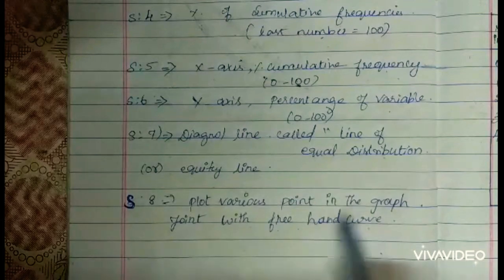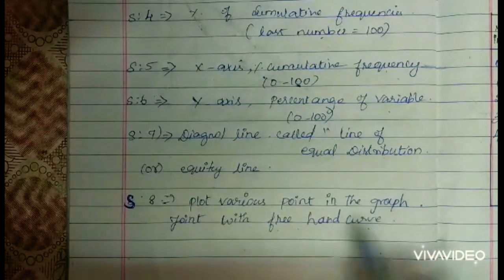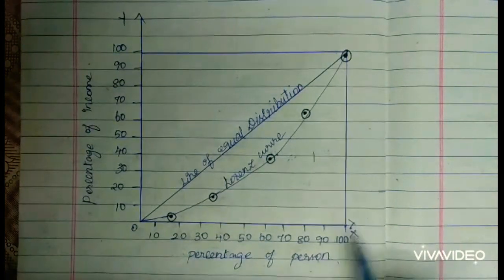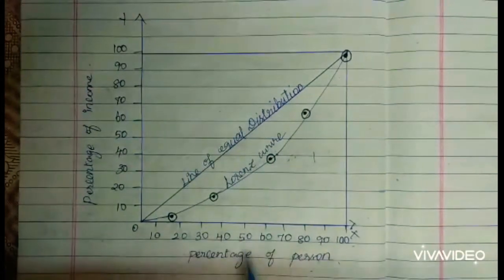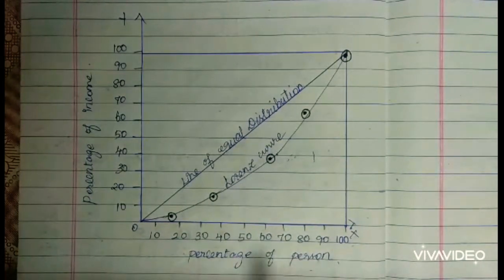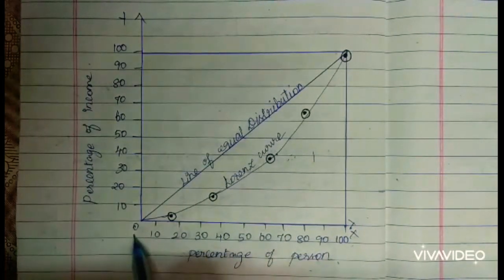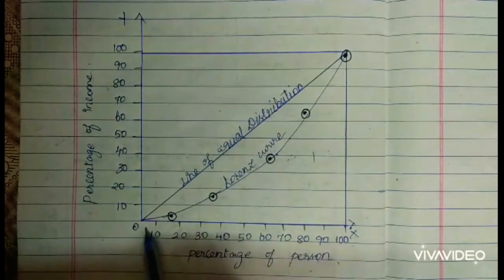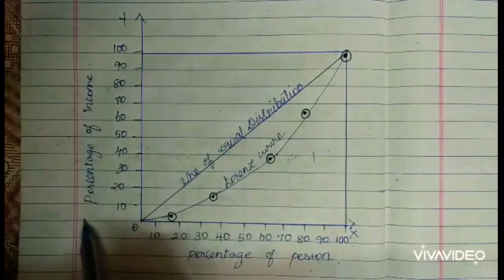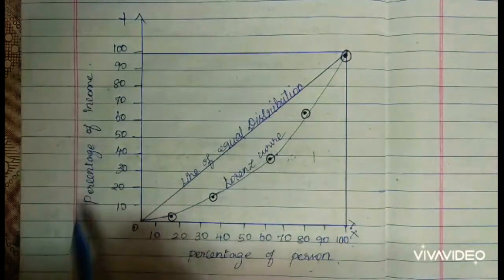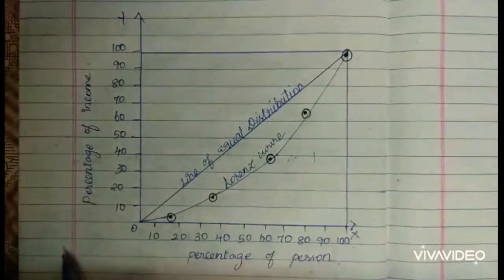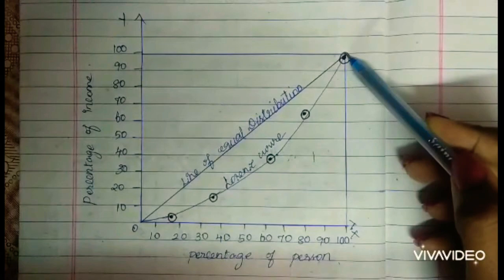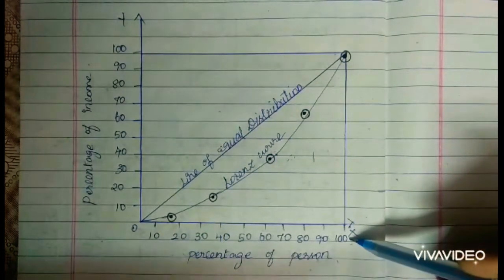Plot the various points in the graph and join them with a freehand curve. Here is the Lorenz graphical method, with the x-axis and the y-axis. The x-axis is the percentage of persons or the percentage of frequency, and the scaling is 0 to 100. I have made that also. The y-axis scaling is also 0 to 100, and the y-axis is the percentage of income or the percentage of cumulative mid values. And we have to join this 100 of the x-axis and this 100 of the y-axis together.